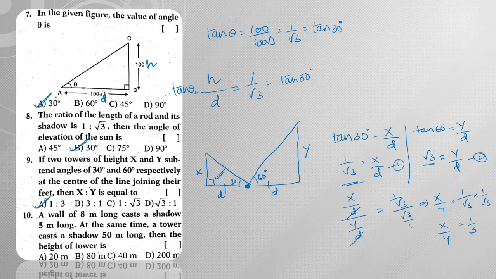Right? A wall of 8 meters long casts a shadow of 5 meters long. At the same time, a tower casts a shadow 50 meters long. Then the height of the tower is. So here he has used the similarity concept. Right? So what is it saying? A wall is 8 meters long and it is casting a shadow of 5 meters long. And at the same time, there is a tower beside this. It is casting a shadow of 50 meters. Then the height of the tower.